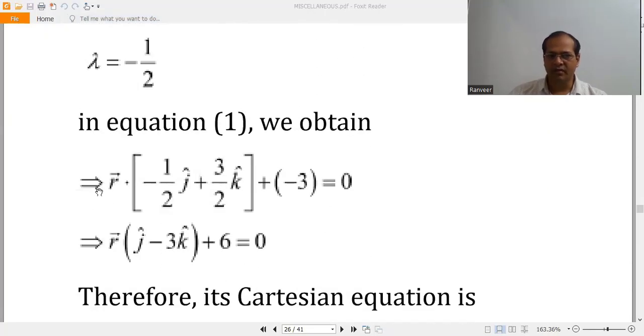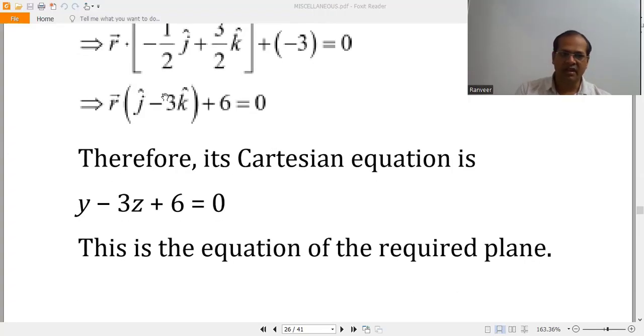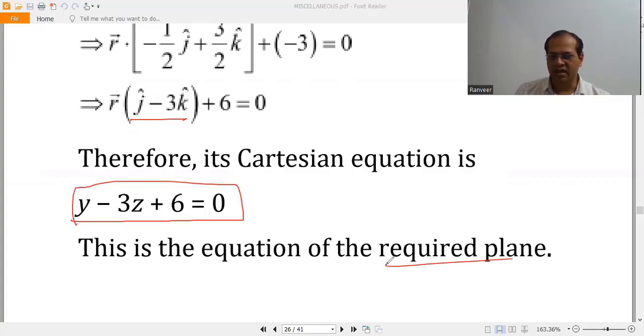So the first equation becomes r dot (minus j plus 3k) plus 6 equals 0. Now its Cartesian form we can easily write here. The x value is 0, so this is y minus 3z plus 6 equals 0. So this is the required equation of the plane. This is a very, very important question.